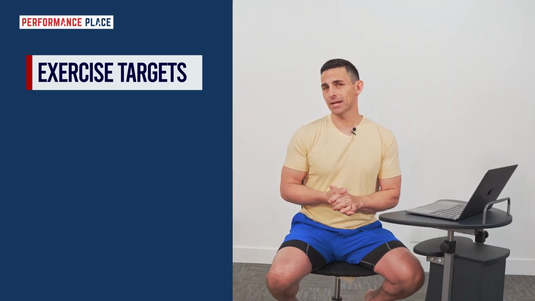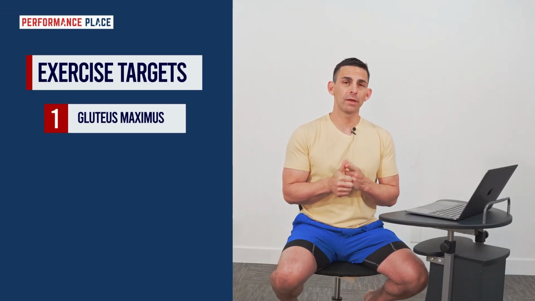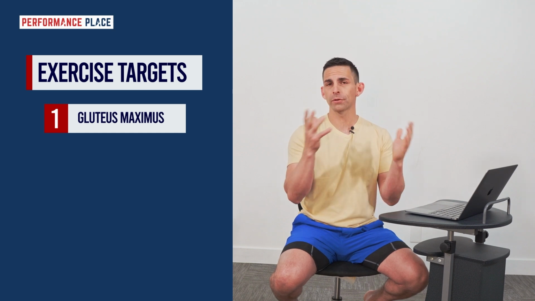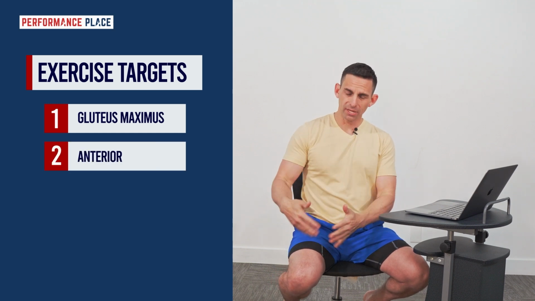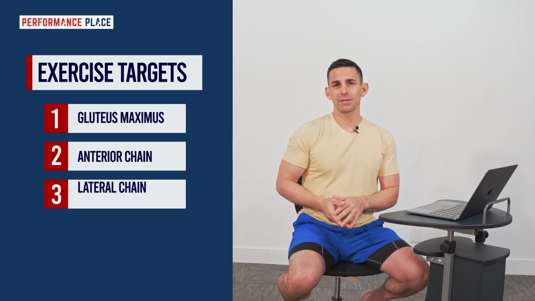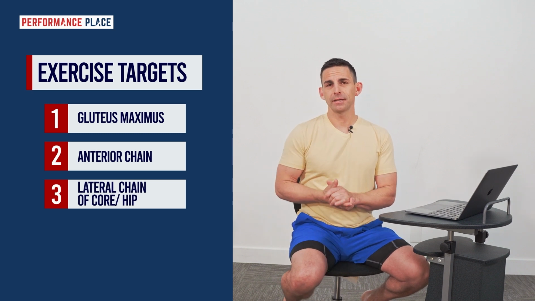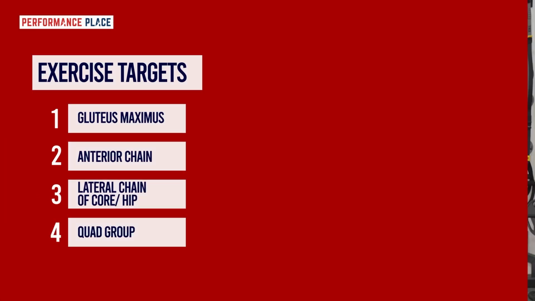The four major regions we should consider with the exercise choices are: number one, the glute max, which will get all the glute group. Number two is the anterior chain of the body. Number three is the lateral chain of the body. Number four is the quad group. Now, I'm fully aware I didn't say specific muscles really.